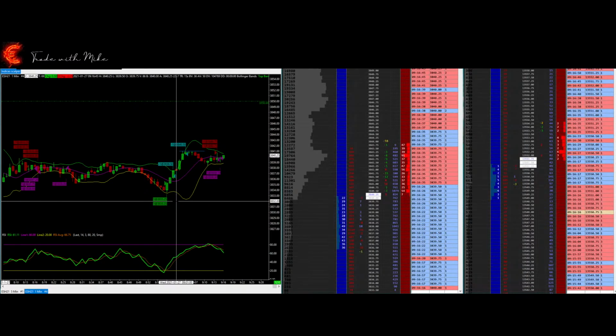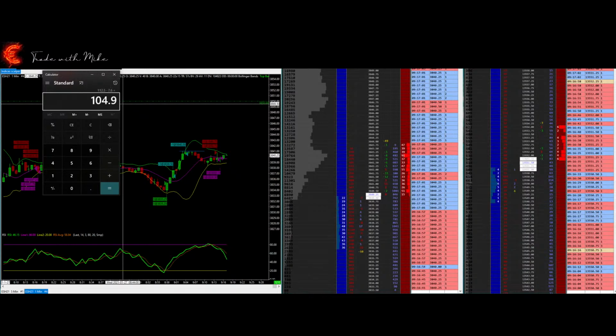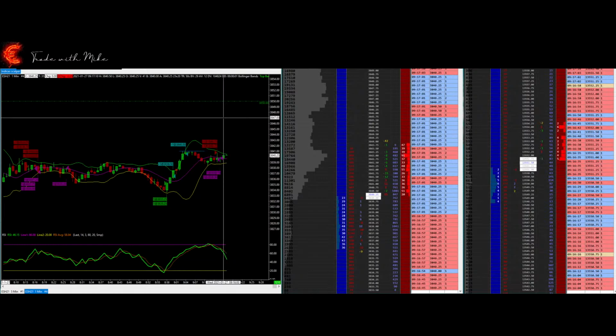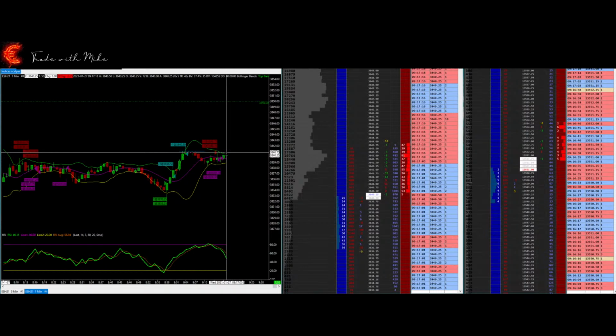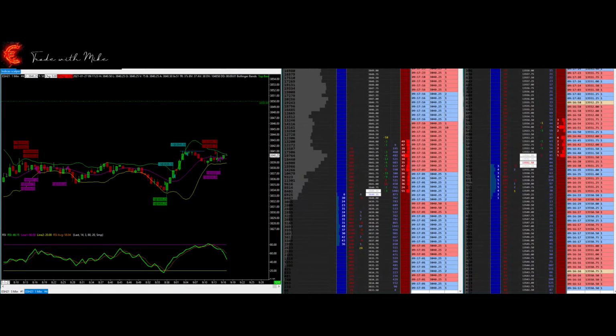Where am I? 9 ticks multiplied by 12.50, minus like $7.60 for the commission. So that's almost $105 on this trade alone. 5 ticks, that's a handle and a quarter, and 4 ticks, that's a full handle. And I've closed.